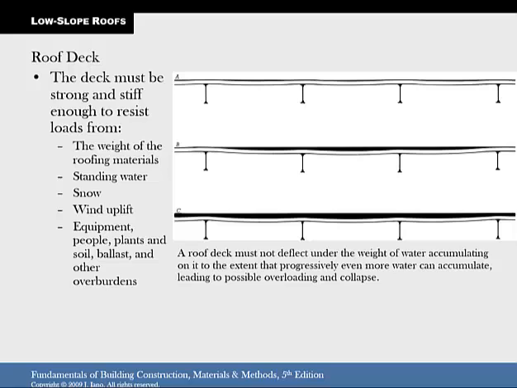So the deck must be strong and stiff enough to resist loads from the weight of the roofing materials themselves, any standing water that may occur in a torrential 100-year rain, snow. We've heard the stories up north when the Walmarts collapsed because the roofs weren't strong enough. Wind uplift, that's a problem down here with hurricanes. And then any kind of equipment that you anticipate being up there and people walking on it to repair the equipment. So the engineers will figure out the structure of the roof, but all of those loads come into consideration.